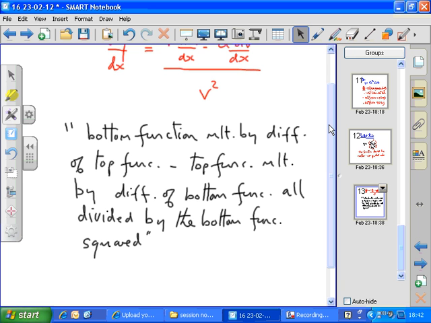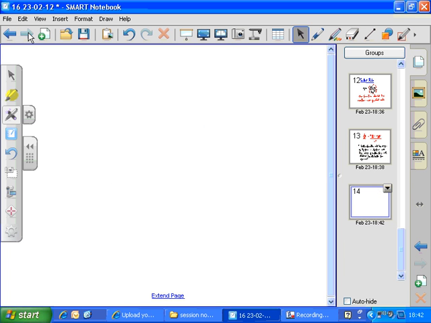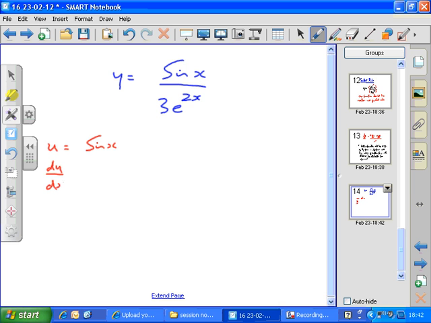So what we need to do now is to do that for this function. What was the example we had? Sine x over 3 e to the 2x. So y equals sine x over 3 e to the 2x. Again, let's set it out like we did before. Let's write down what u is: sine x. Write down what the differential of that is. What's the differential of sine? Just cosine. Write down what v is. The bottom function is 3 e to the 2x. And what's the differential of that? Which is 6 e to the 2x.